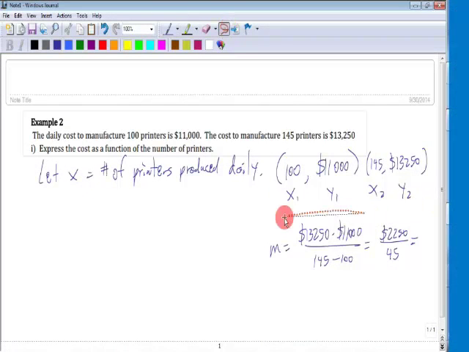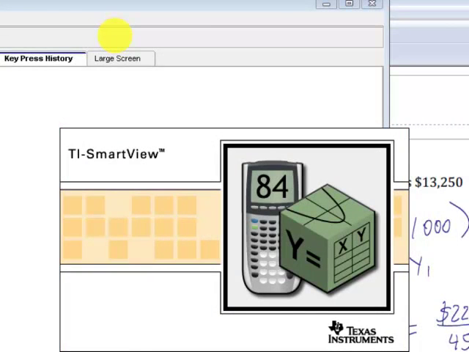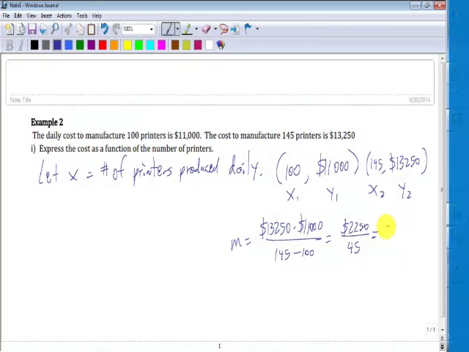And I'm going to scoot over just a little bit. There we go. I have just a smidge less horizontal space, but I could have made do with that. $50 per printer. When I write it in the actual function, I may not put all that verbiage in there. I might just go with 50. But that's the slope of this straight line that goes through these two data points.